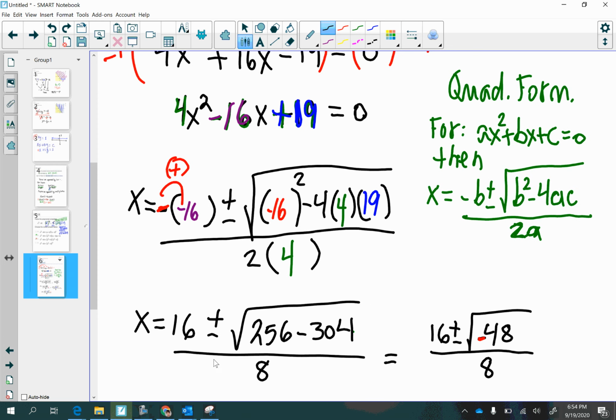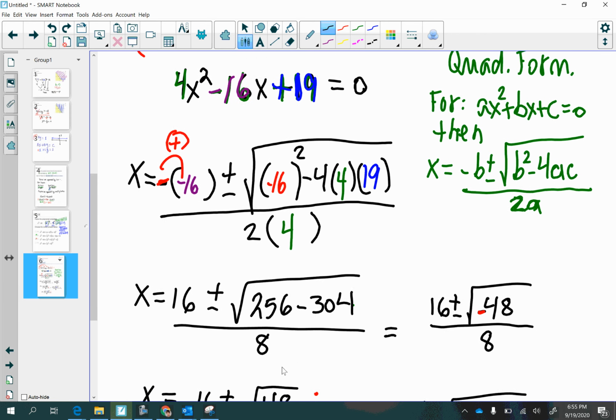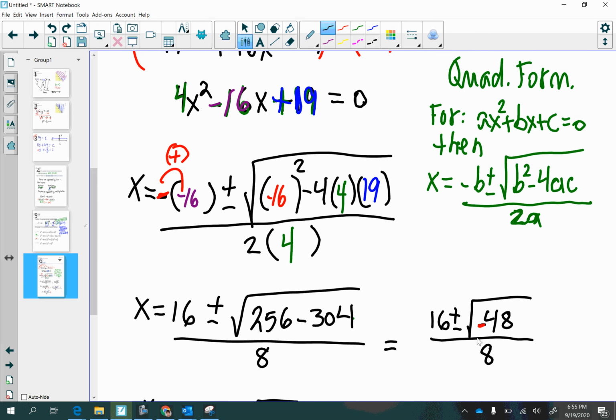Okay, so let's walk through some of these simplifications I just did. 16 squared gave us 256, and then negative 4 times 4 is negative 16. Negative 16 times positive 19 gave us negative 304. So then the 256 minus 304 gives me a negative 48 underneath the radical sign. And this is an even root, which means you can't have something that multiplies times itself, or to an even power, and get a negative. It does not exist in the real number system.